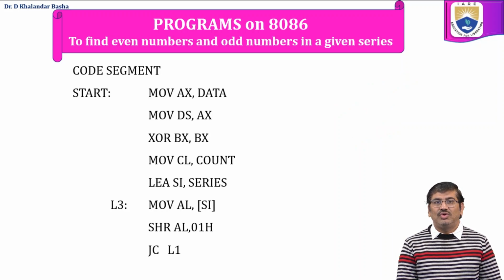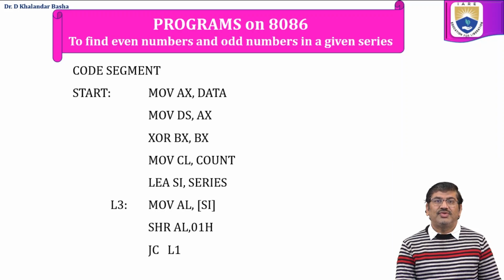So first we have to load the segment address which is assigned for the data segment into the DS register. For that we'll write MOV AX, data. Here data is holding the address of the data segment. That we have to load first into the AX register, and from the AX register to the DS register. Directly we can't write the immediate data into the segment register. First we have to load into the AX register, from the AX register to the data segment register.